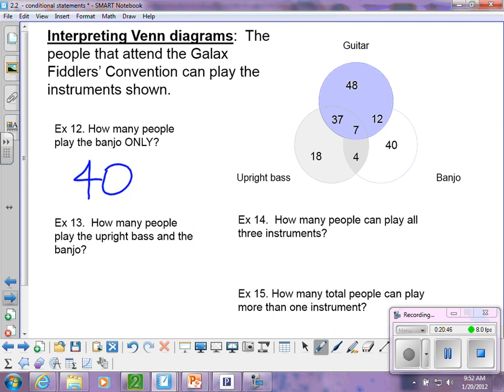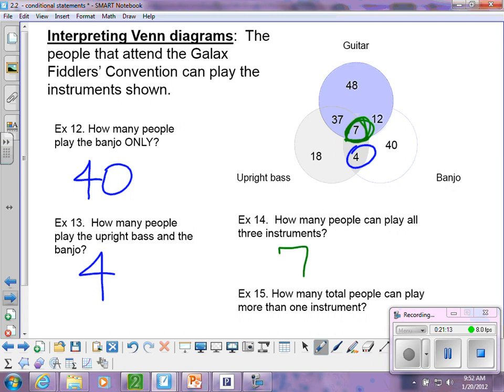All right, example 13. How many people play the upright bass and the banjo? So I want to find upright bass, yep, and banjo. So that one right there. 4. 4 play both of them, right? How many people can play all 3 instruments? 7. Good job. 7 because that's the intersection of all 3 of them, right?